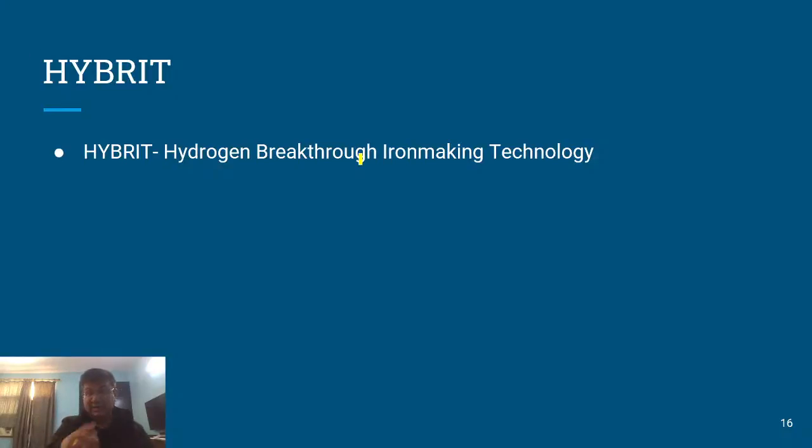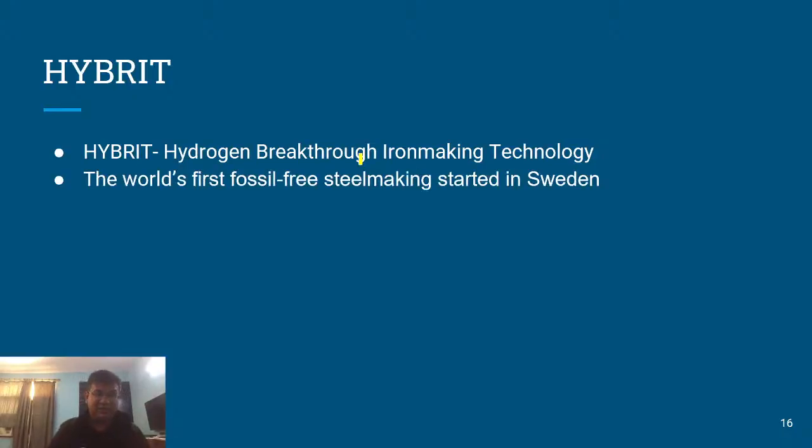So the idea is that iron will be extracted from iron ore using hydrogen and not using, okay, let's understand fully, the next line will explain it to you better. So it's actually the world's first fossil free steel making. This was started in Sweden. This is a phenomenal technology.